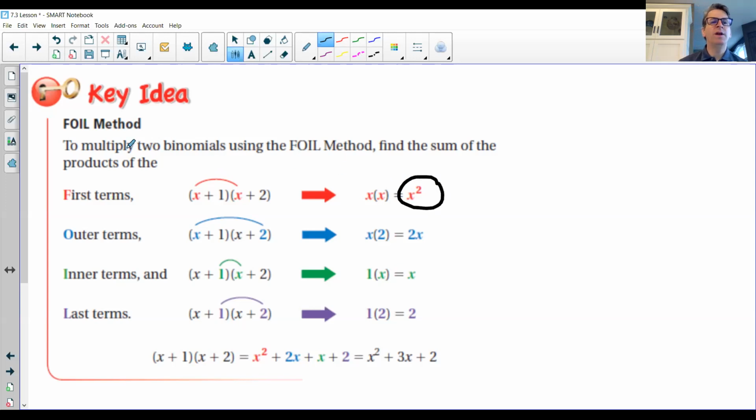Now, what does the O mean? The O means outer terms. If you look at your binomial times a binomial, we're going to take the outer terms. What are the outer terms in this product? You have a 2 and you have an x, 2 times x.